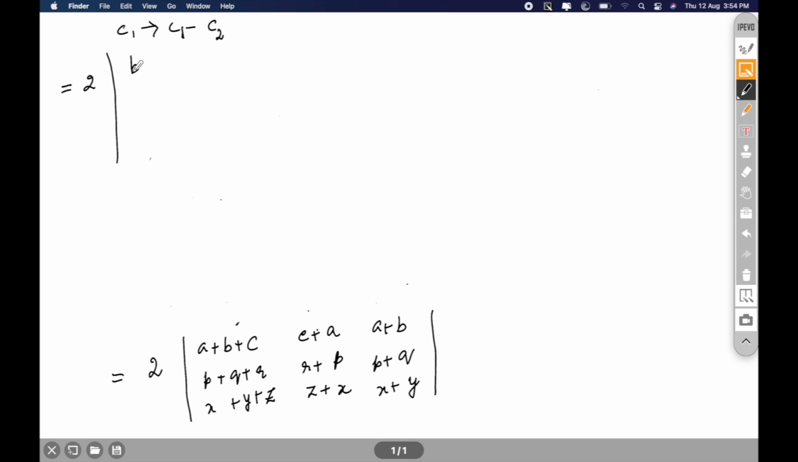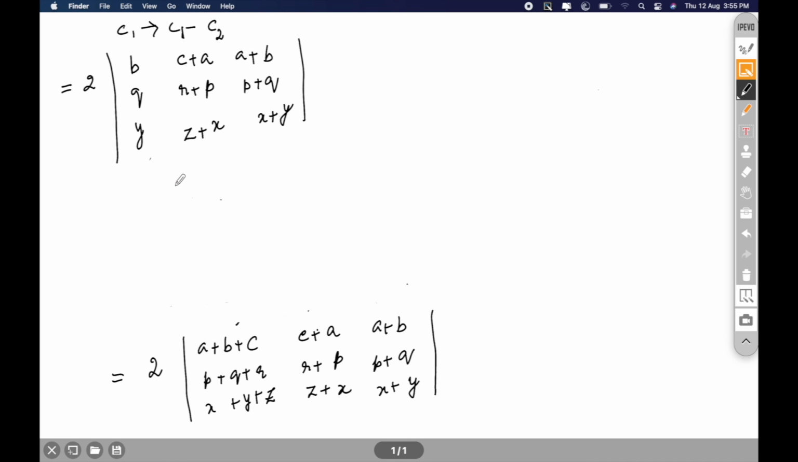You can work out in the rough column and check what remains. So P plus Q plus R minus P, so Q remains. And X plus Y plus Z minus X, Y remains. Right. Next, the remaining elements remain the same. I am not changing them right now. Okay. A plus B, P plus Q, X plus Y.